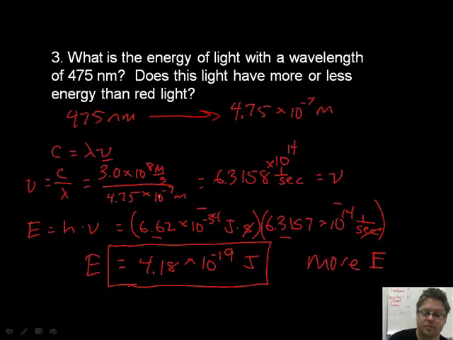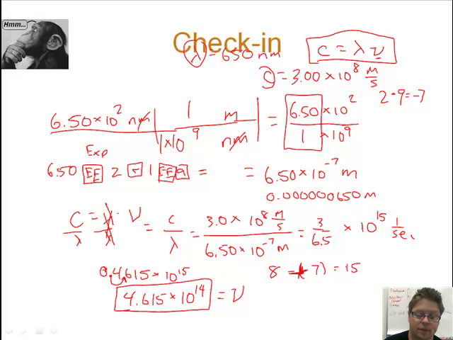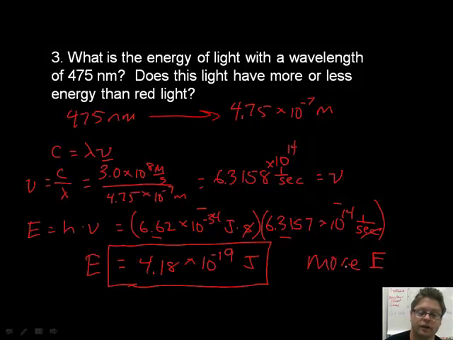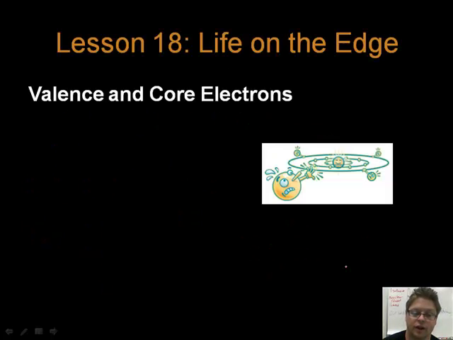That's conversion. We divide these two, we get our frequency, and we plug our frequency into our energy equation, and then we get our energy. And this one here has more energy because it's 4.18 times 10 to the negative 19th joules as compared to this one. This would have more energy than red light because of the energy value.